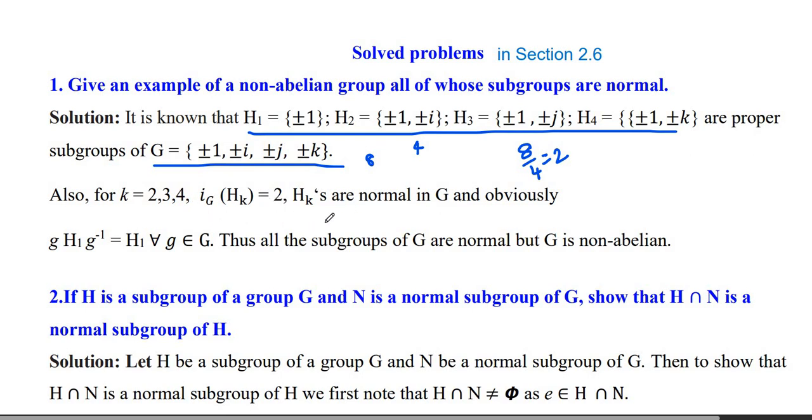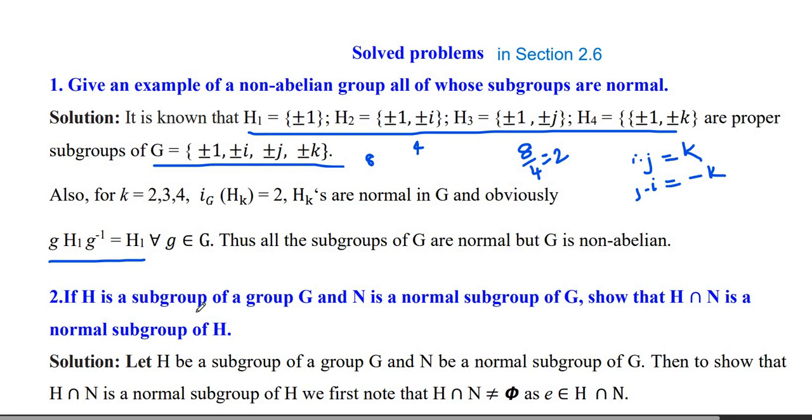And as far as H1 is concerned, it can easily be verified that g H1 g inverse is H1 itself for every element g in G. So all these subgroups of G are normal in G, but we know that this G is not abelian because i dot j is k, whereas j dot i is minus k. So it is not an abelian group.